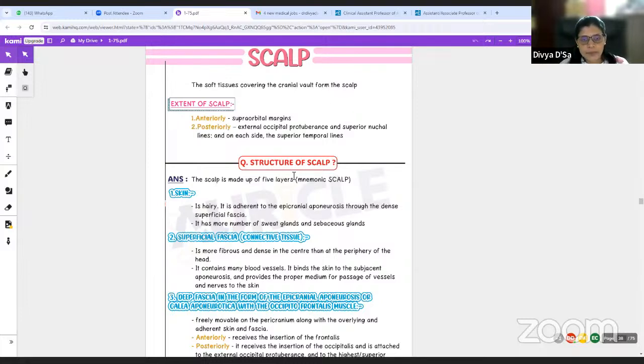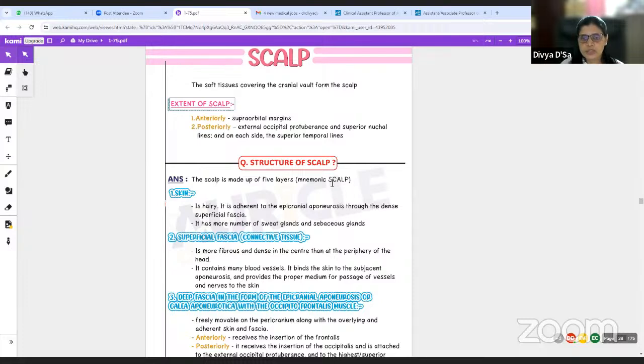So this scalp is made up of 5 layers. Okay, so the spelling of the word scalp itself is the mnemonic for the layers of the scalp. Okay, so S is for skin. So skin here is hairy. So you need to explain a few features of each layer. So skin is hairy, it is adherent. So it is actually thin skin, which is hairy. It is adherent to the epicranial aponeurosis through the dense superficial fascia.